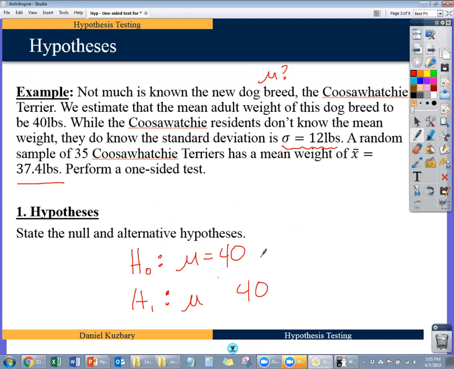If the mean really is 40, we've drawn a sample whose sample mean is less than 40. It's 37.4. So if we're doing a one-sided test, let our alternative hypothesis be mu less than 40, because this is less than 40. In other words, based on this evidence, if H naught is not true, we're going to conclude mu is less than 40. So those are our two hypotheses.